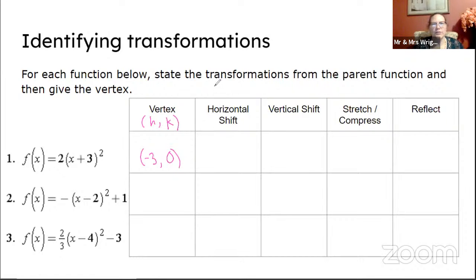Now my horizontal shift, remember H stands for horizontal shift. Let's go ahead and write our vertex form up here. We're going to have a times x minus h squared plus k. All right. Horizontal shift stands for h. Remember, it's the opposite of this. So if h equals negative 3, our horizontal shift is going to be to the left 3. Okay, vertical shift, remember, is our k. So in this case, our k was 0. So that means we have no vertical shift.